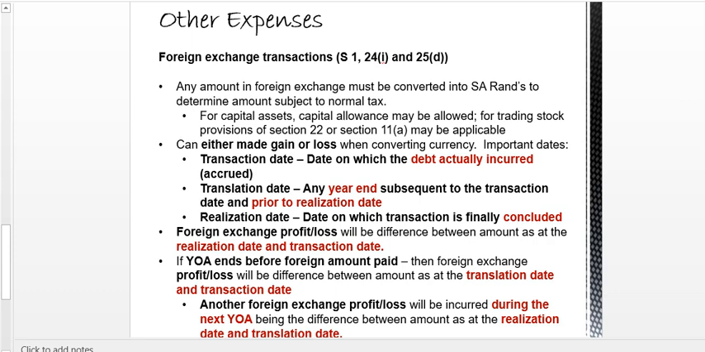And during the next year of assessment, you can then deduct the amount between the realization date and the translation date. Okay, so it's very straightforward. You just need to look at the dates and focus on that.